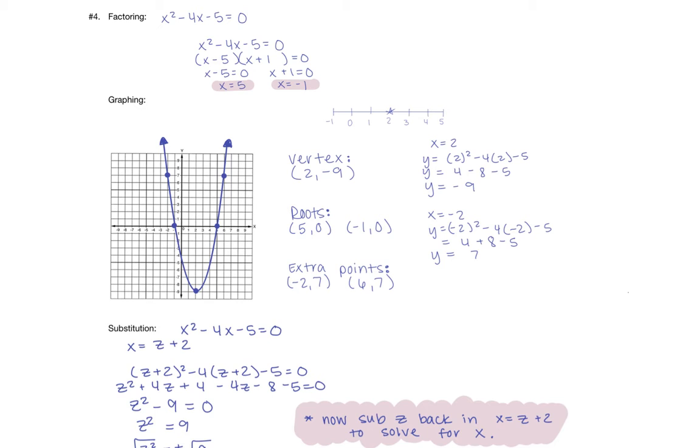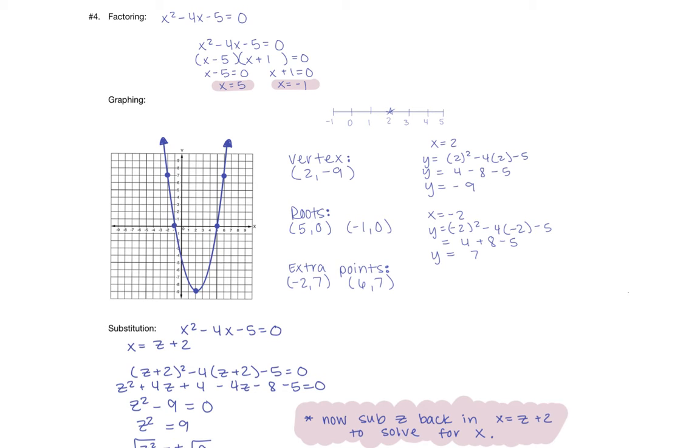The next way we're going to go ahead and solve this is by graphing. So using those two roots that we found in the factoring, I go ahead and make a number line from negative 1 to 5, and then I find that middle point, which is 2. So when x is 2, I'm going to substitute that into my equation.